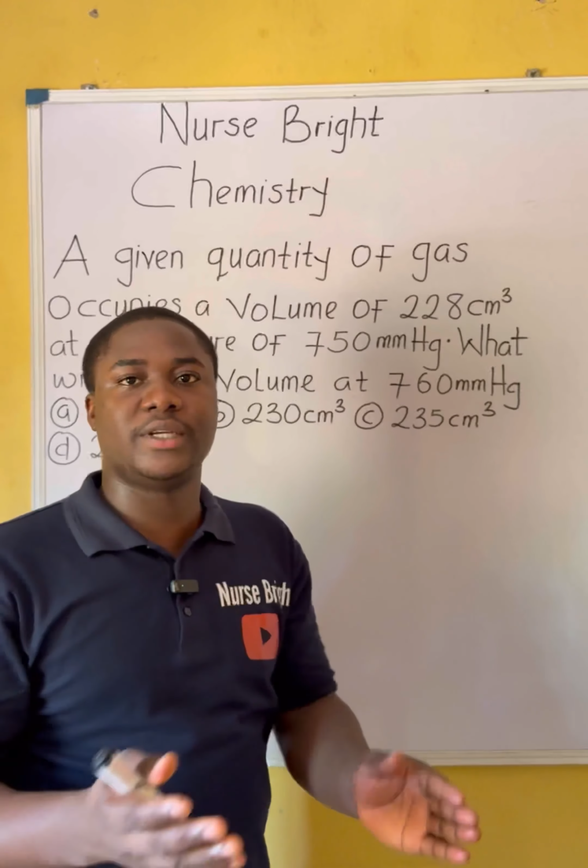You can see how questions under this aspect are tackled without stress. So guys, get ready for your own practice question, and here is your own. It says a given quantity of a gas occupies a volume of, let's say here, 300 centimeter cube, at a pressure, let's say in this case, of 700 mmHg, and what will be its volume at, let's say in this case, 730 mmHg. So provide the answer to this question on the board.